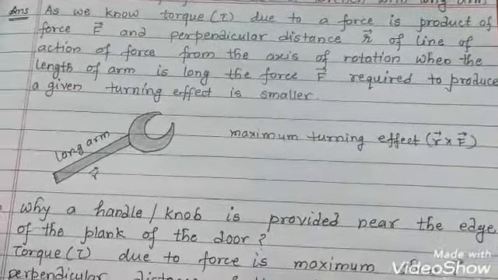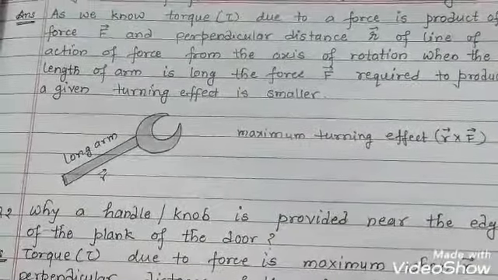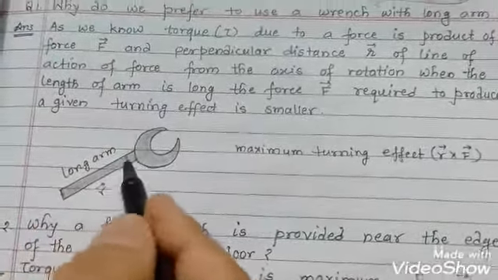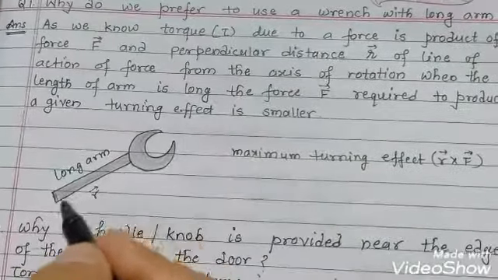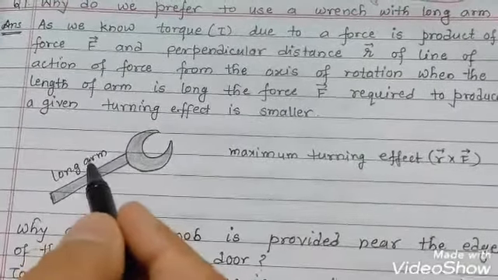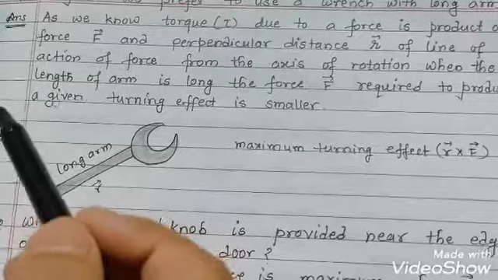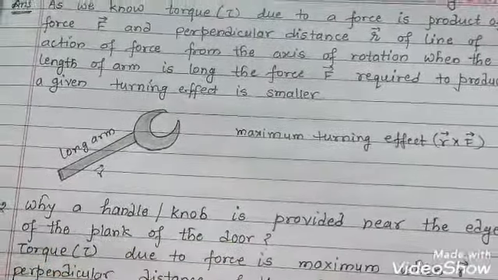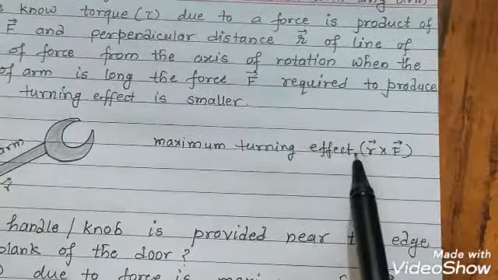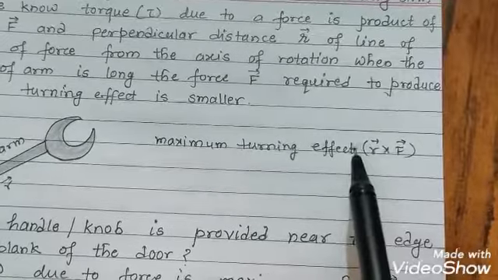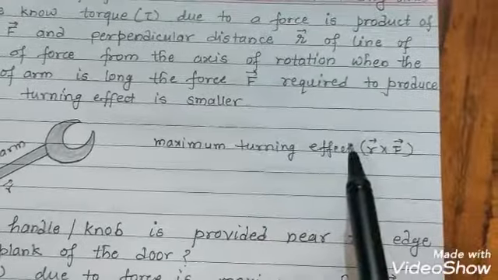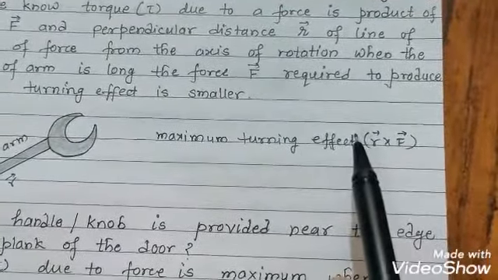Now we will find out why we prefer to use a wrench with a long arm. This is the wrench you see here, and this is the arm of the wrench, and we always take this long arm. Why? Because the torque due to a force is the product of force and the perpendicular distance r of the line of action of force from the axis of rotation, and when the length of the arm is long, the force F required to produce a given turning effect is smaller.